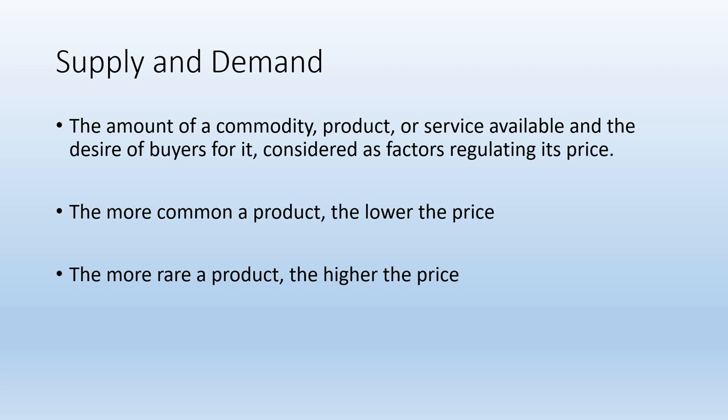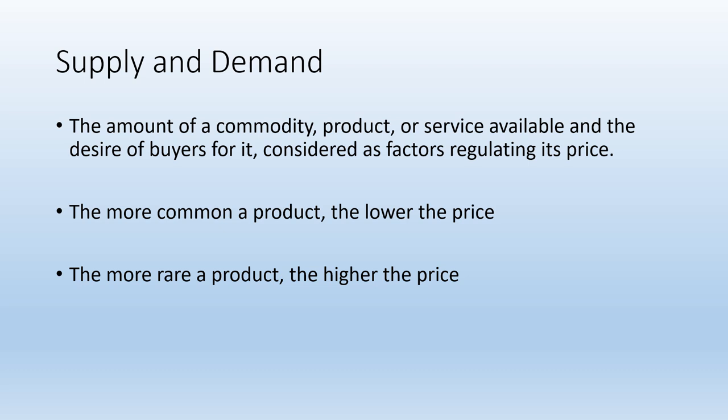Now, the more common a product is, the lower the price. So lots of toilet paper, low prices. But if that product becomes rare, the price will go up because competition for the product also increases. So we can think of this in many different ways, such as pens. There's loads of pens, meaning the prices are quite low.